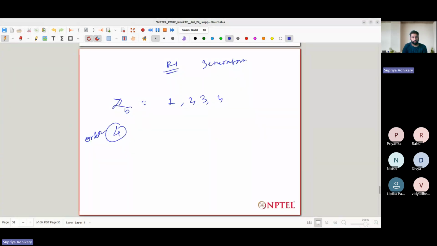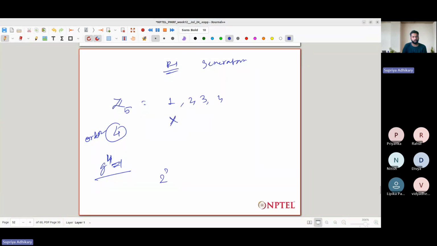This is the order of the group. Now, in order to be a generator, g to the 4 has to be 1, and this is the lowest power such that g to the 4 equals 1. Now, is it true for 1? So 1 is definitely not true, because 1 itself is the identity element. So how can you expect that 4 is the lowest power such that 1 to the 4 is 1? Okay, so this is not true for 1.